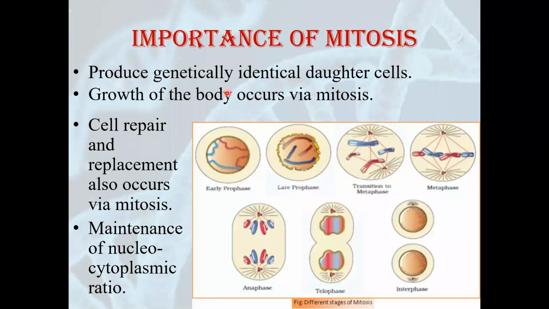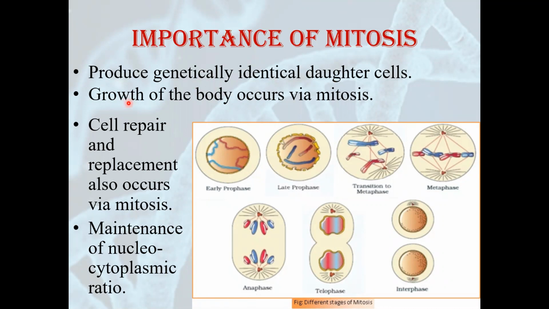Now let us see what is the importance of this mitosis. Mitosis produces genetically identical daughter cells. As we have seen earlier, that in mitosis the daughter cells are completely same to the parent cell. The chromosome number is also same and the DNA is also same. So they are genetically identical to the parent cell.